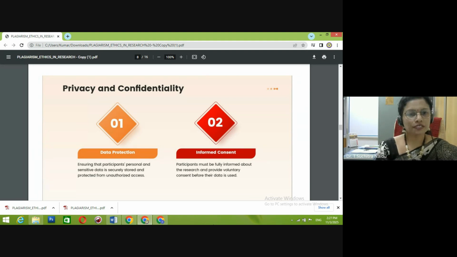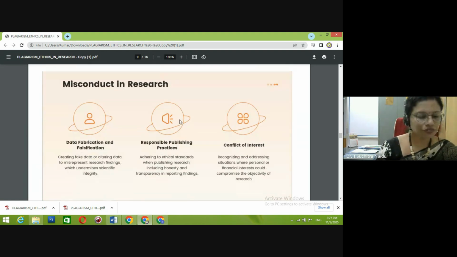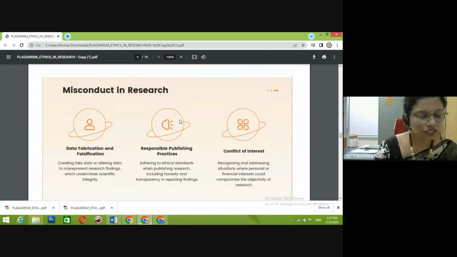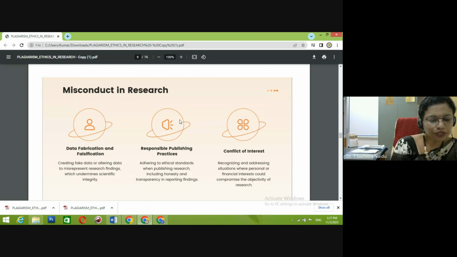Then coming to the next slide, ma'am. Coming to misconduct in research. So, here we see data fabrication and falsification. You create fake data or alter data to misinterpret research findings. And this is actually undermining your scientific integrity. This is actually not correct.